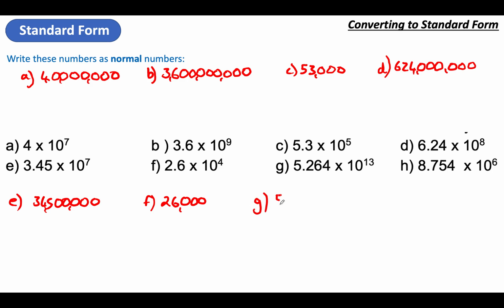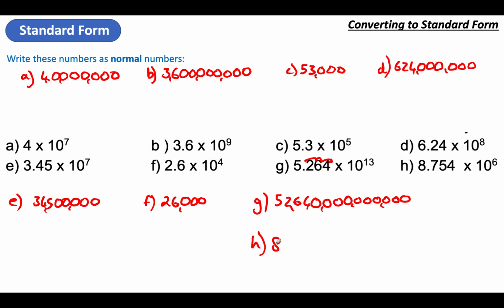G, right, 5, 2, 6, 4. So 5,264. That's 3 places bigger. 1, 2, 3. But I need 13. That's another 10. Crikey. 3, 6, 7, 8, 9, 10. Blimey. I'm not even sure what that number is. What is that? That's millions. That's billions. So 52 trillion, 640 billion. That's massive.